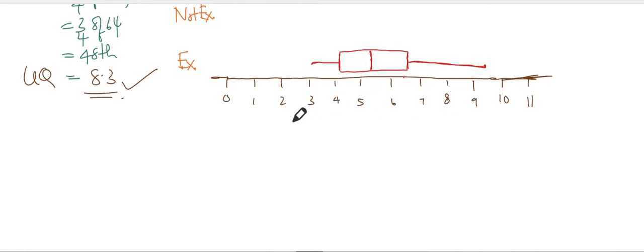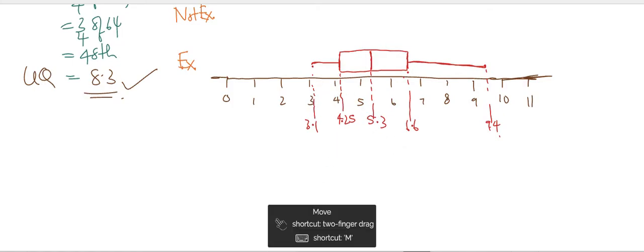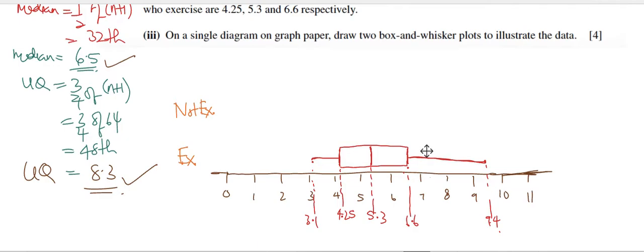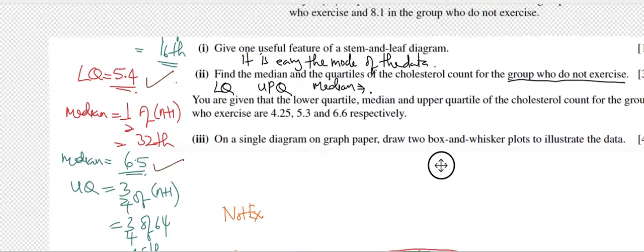People who exercise. If you want, you can label here. You can label this if you want. No problem with that. Nothing wrong. So that's 4.25. And then this is 5.3, and this is 6.6, and that's your highest value, which is 9.4. Now for not exercise, I'll do a separate color. Okay, for not exercising, we already have these values.